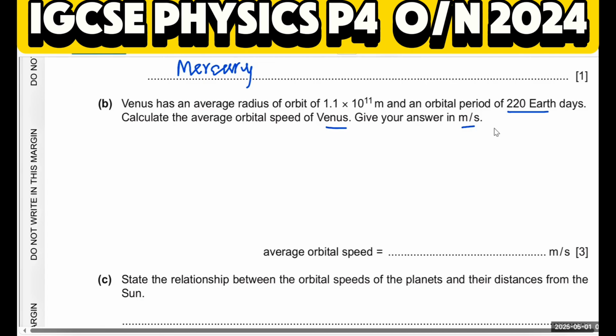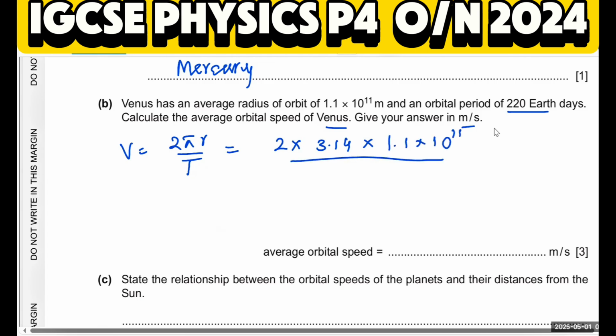So we know that the orbital speed is always equal to 2 pi r over t. So r represents the distance, t is the total time, pi is 3.14, and 2 is constant. 2 times 3.14, r is the distance, divided by the time. Now, what is the time? Time is 220 days. Days will be 24 hours times 60 minutes times 60 seconds. Why? Because we need to give the answer in meters per second. After calculating this, we will get the orbital speed, that will be 3.6 times 10 power 4 meters per second.